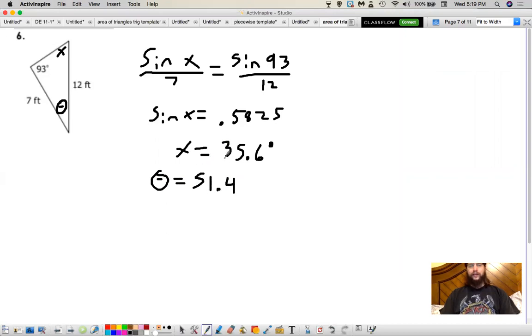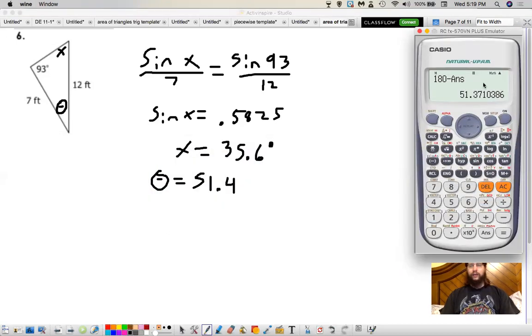And you can see if I do the same thing, I'll do it in a moment, but let me save this first. Shift, recall, and now I'm going to call that B. If I were to do 93 plus this 35.6, take 180 minus that answer, you'll see we get the 51.4. The actual value is 51.37, et cetera, et cetera.